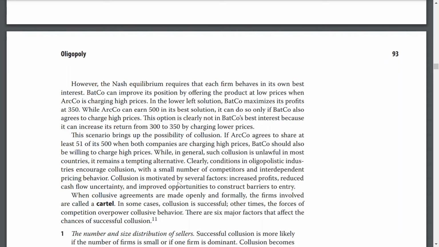The scenario brings up the possibility of collusion if ARCCO agrees to share at least $51 of its $500. When both companies are charging high prices, BATCO should also be willing to charge high prices. While in general such collusion is unlawful in most countries, it remains a tempting alternative. Clearly, conditions in oligopolistic industries encourage collusion.